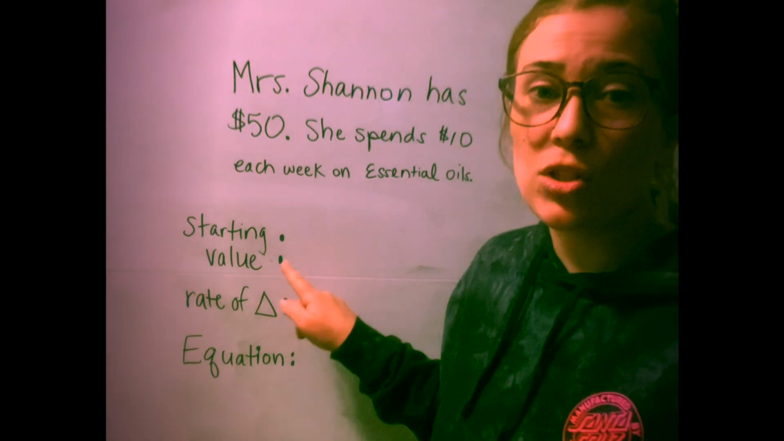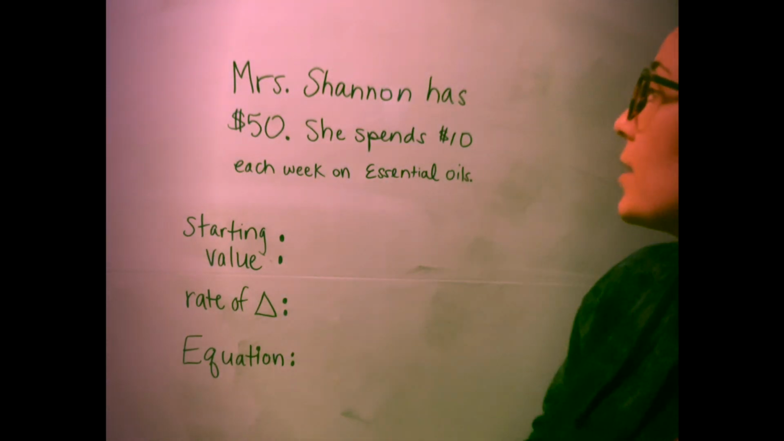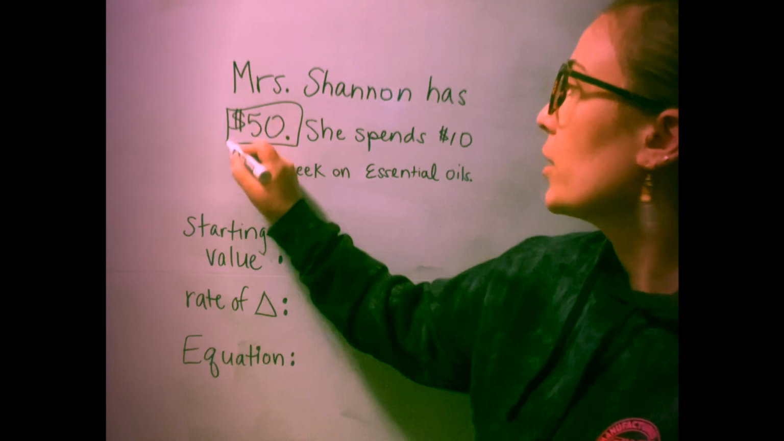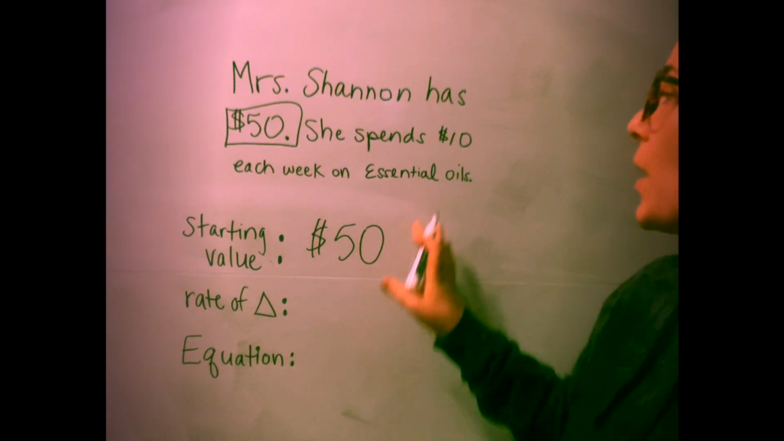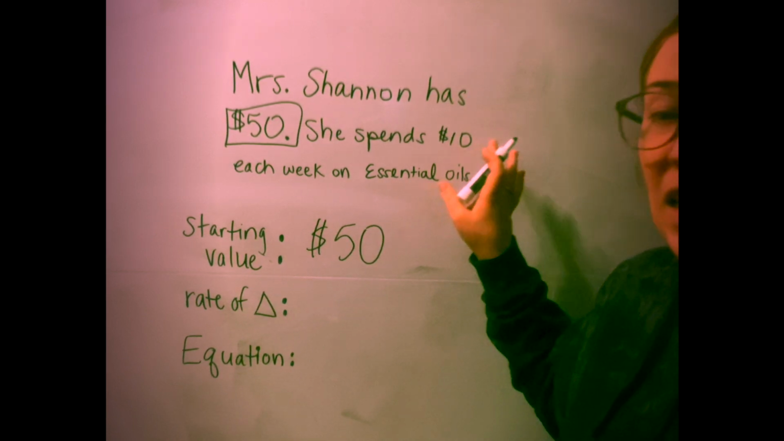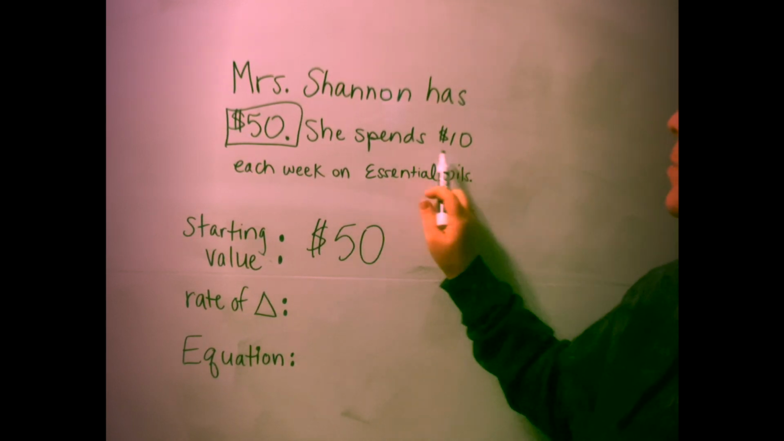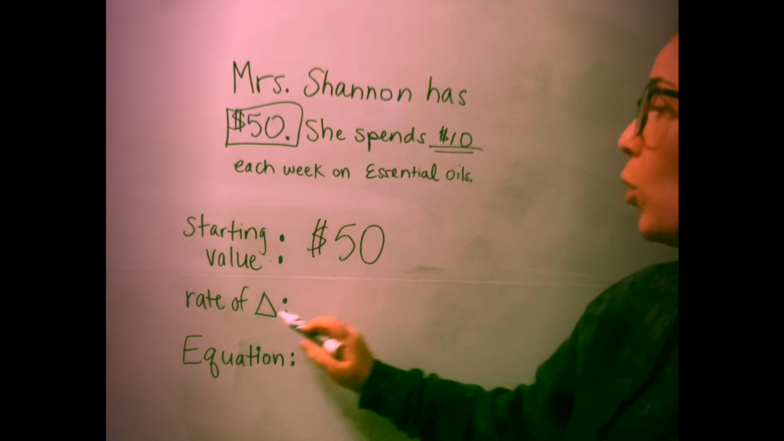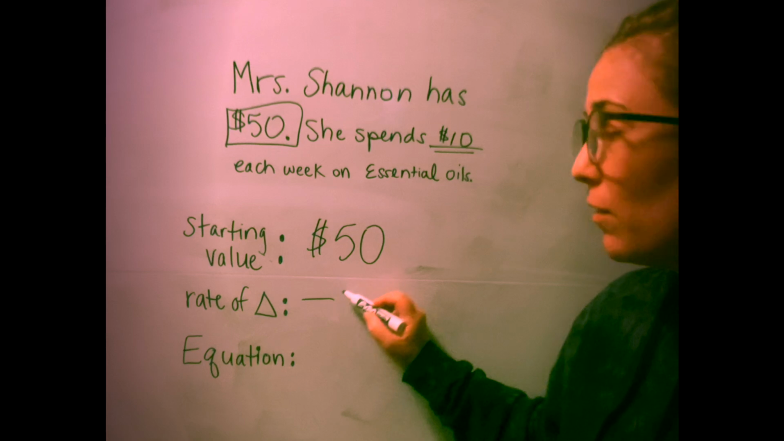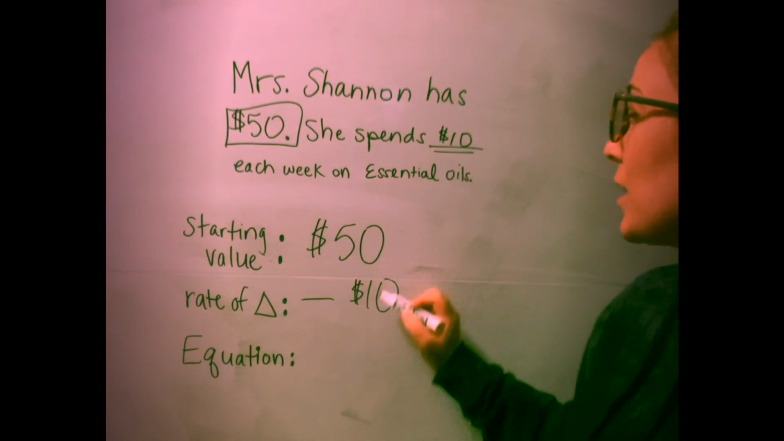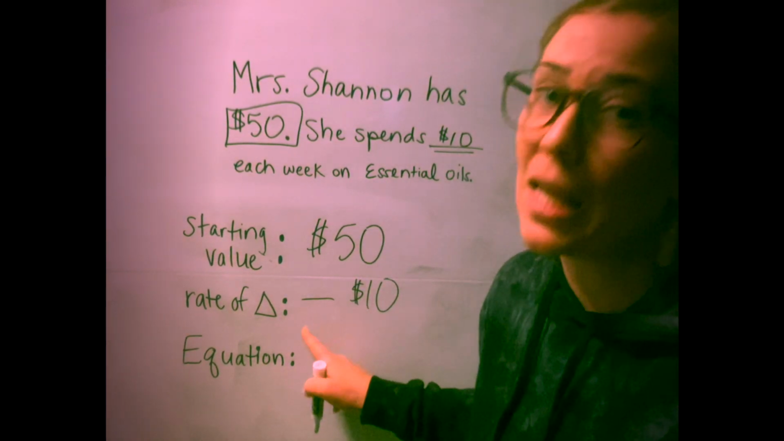We need to find the starting value. Well, it says Mrs. Shannon has $50. That is where we start. $50 is the starting value because from there, each week, Mrs. Shannon spends $10 on essential oils. So the rate of change is negative $10 because I am spending that money, I'm not saving it.